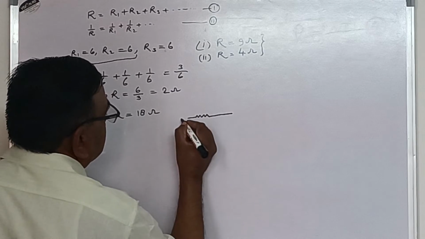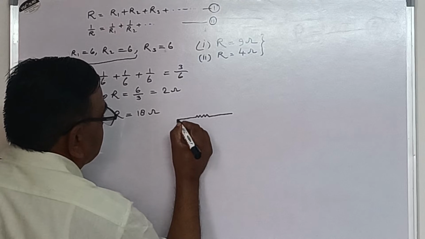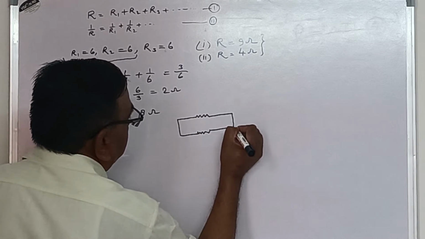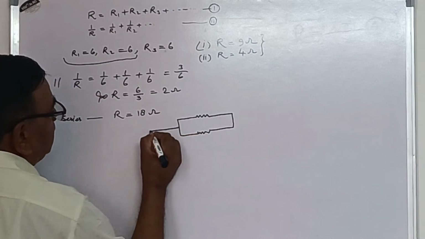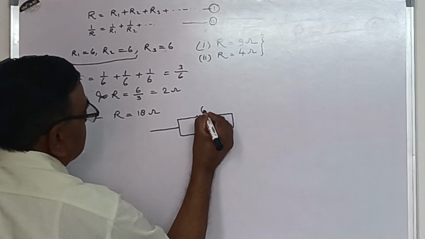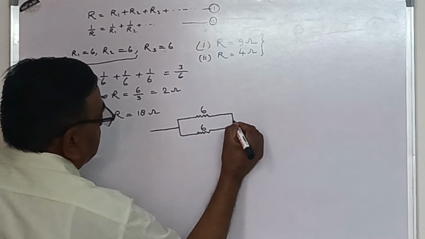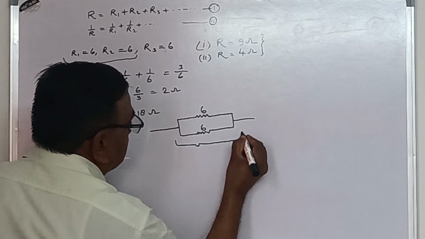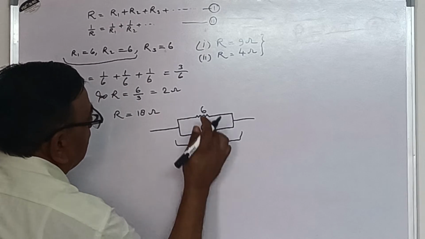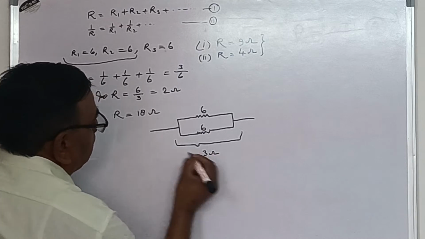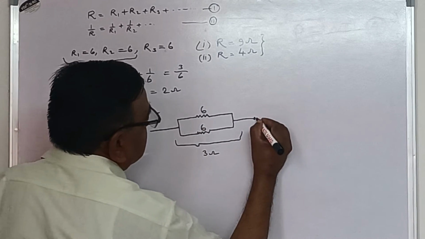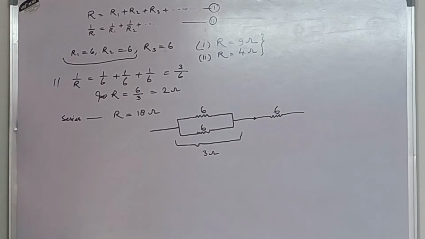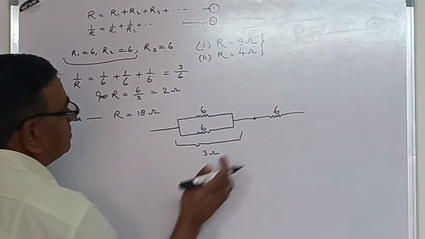General formula: two equal resistances when connected in parallel, the value becomes half. This is 6 ohm, this is 6 ohm. So this will become half, 3 ohm. Now, if you connect a third resistance here, 6 ohms, then the value becomes 3 plus 6.